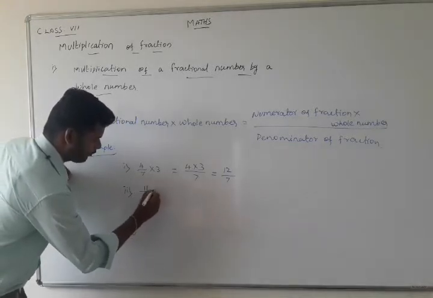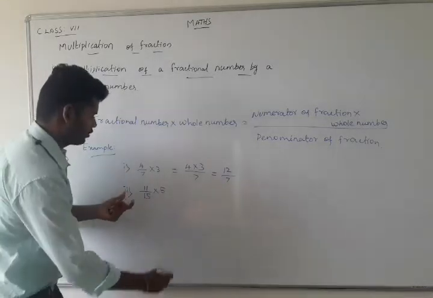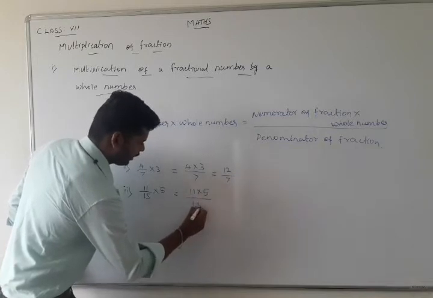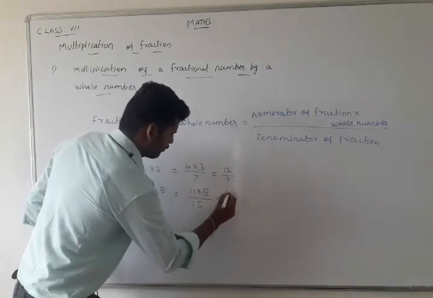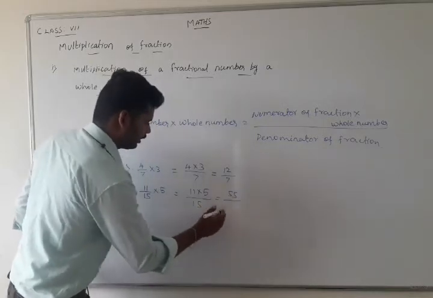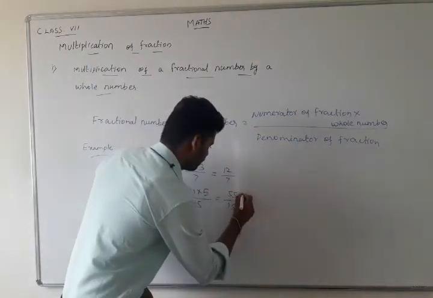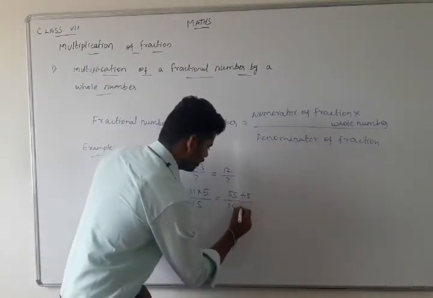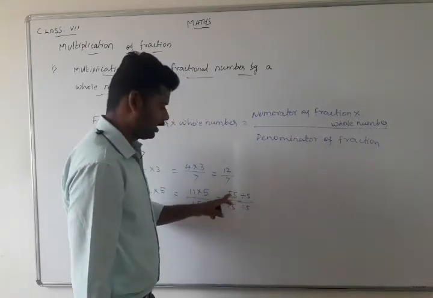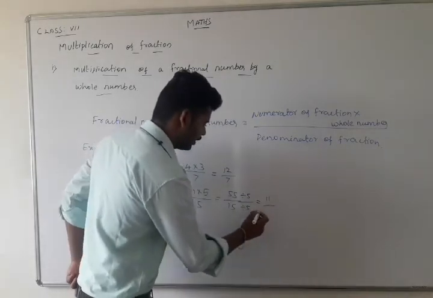Second one, 11 by 15 into 5. This one: 11 into 5 divide 15. 11 5s are 55. Divide here 15. This too, here divide by 5. Here also 5. 5 how many times is 55? Equal to 11. 5 how many times is 15? 3.